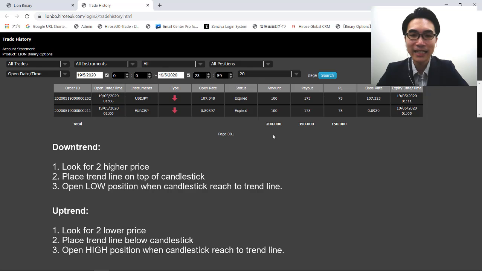And again, just a reminder on placing a trend line: when the price is in a downtrend, the trend line needs to be on top of the price. When the price is in an uptrend, the trend line needs to be below the candlestick.